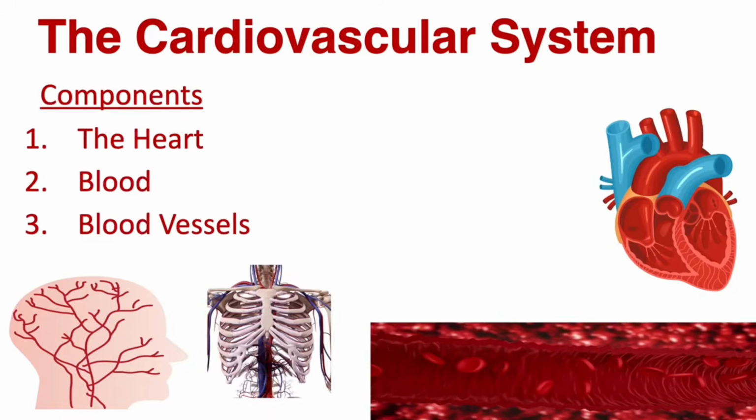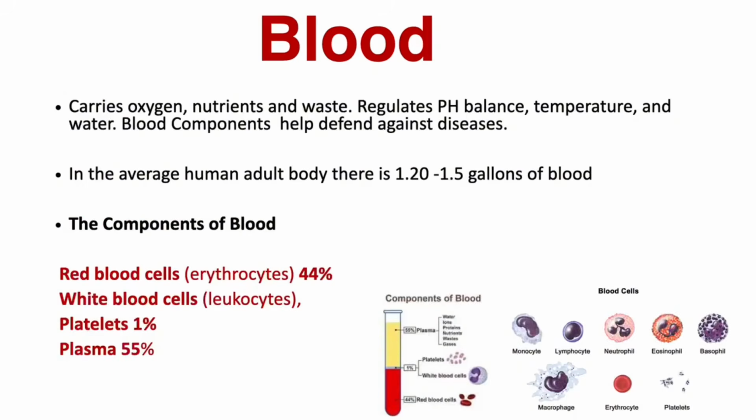The cardiovascular system main components are the heart, blood, and blood vessels. Speaking of blood, blood carries oxygen, nutrition, and waste. It regulates pH balance, temperature, and water. Blood components such as leukocytes help fight against diseases.